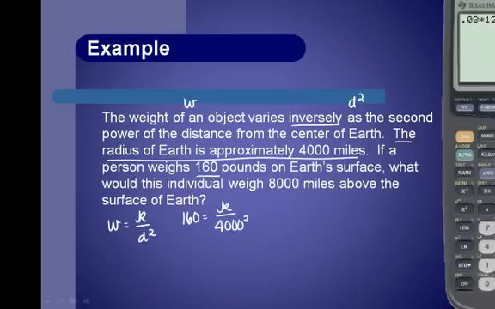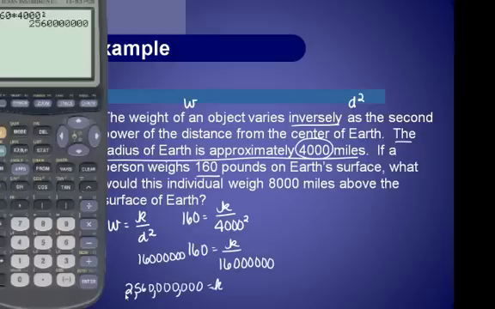But the formula says squared. So we would get 160 equals k divided by 4,000 times 4,000, which would be 16 million. So to solve for k, we're going to multiply both sides by 16 million. So k is equal to 2,560,000,000. So our new formula would be W equals this really big number divided by the distance from the earth squared.